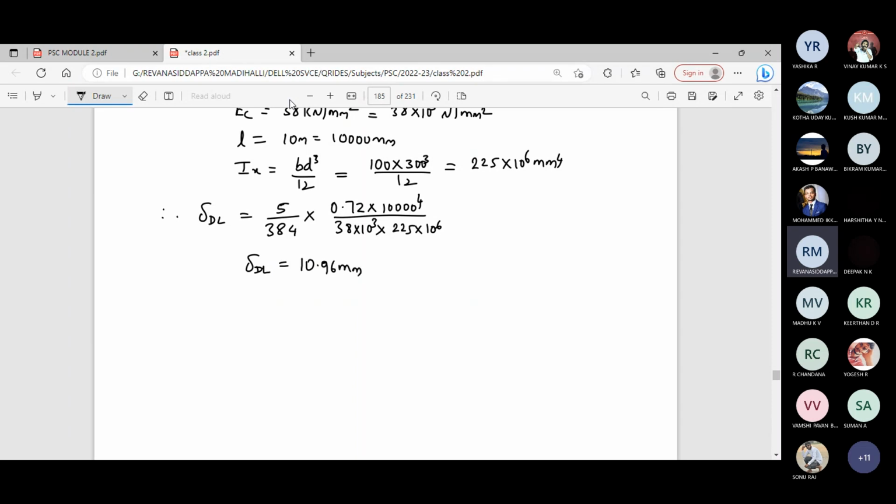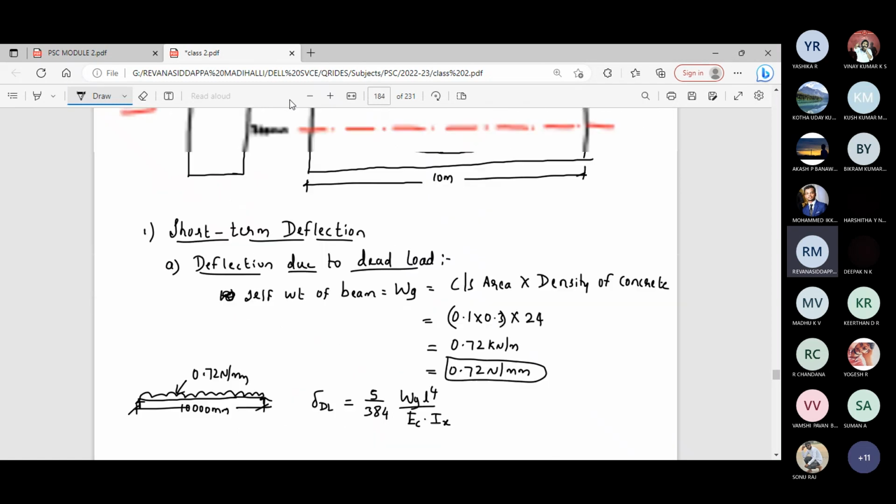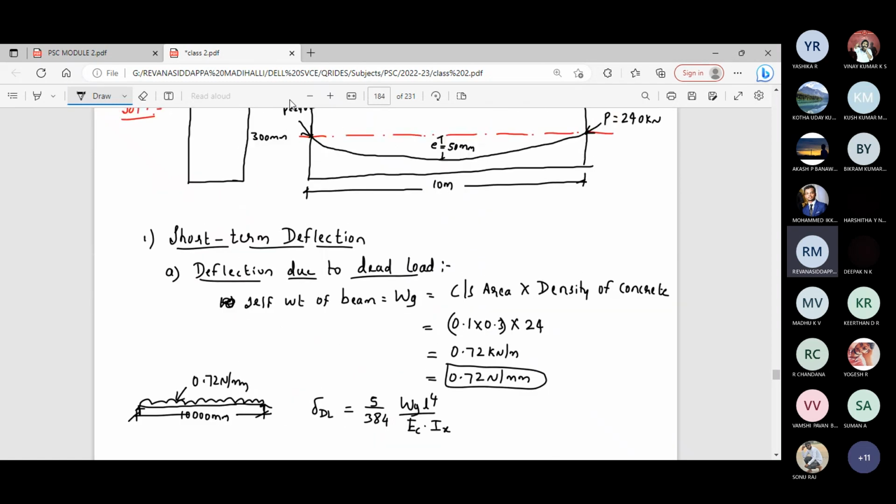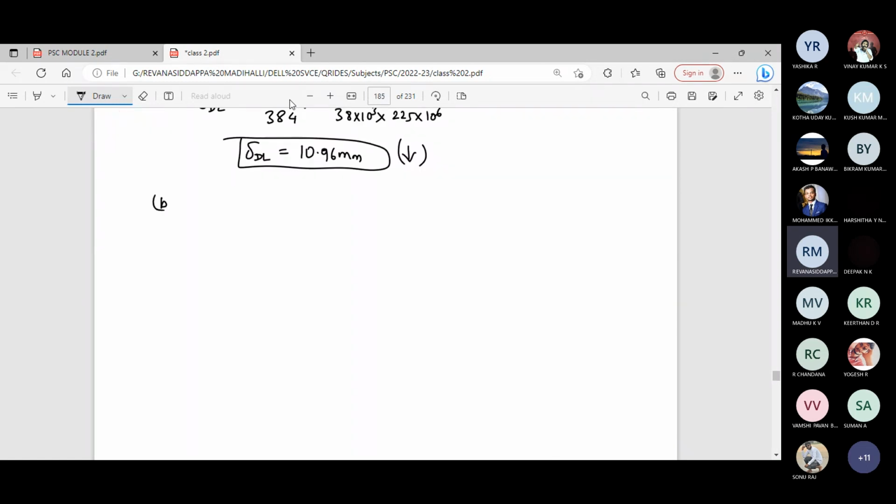10.96 millimeter. Plus sign indicates that deflection is in downward direction. Now we got deflection due to dead load. Now we'll calculate deflection due to live load. Second one, B, calculation of deflection due to live load. Deflection due to live load.